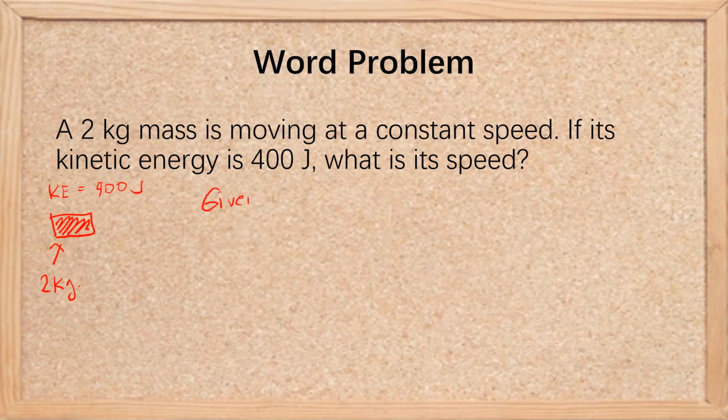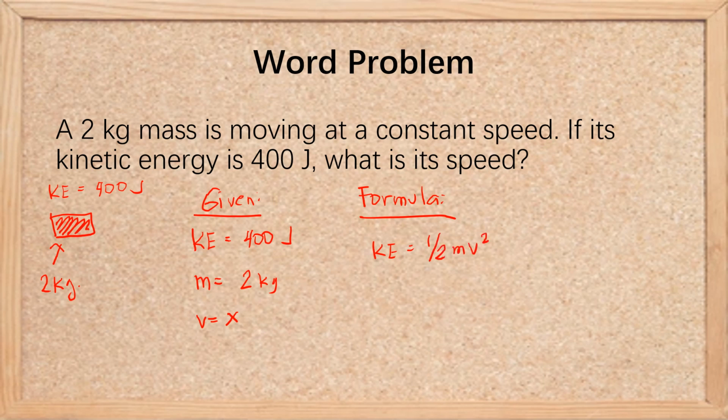So let's write the numericals. Ke here is 400 joules. Then the value of mass is here already, so that's 2 kilograms. And then the value of velocity, we don't know yet. So the formula, that will be Ke is equal to 1/2 mass and velocity squared.